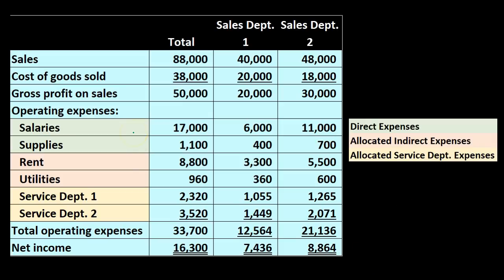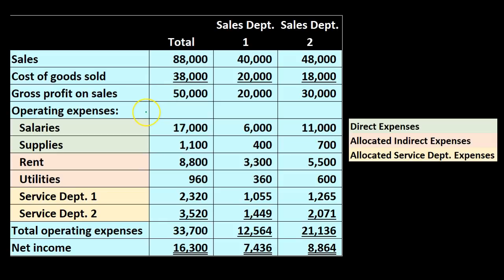First, we'll take a look at a standard type of income statement format where we have the total, the sales department 1, sales department 2, operating department 1, operating department 2. We've got the sales up top, which is, of course, the revenue, then the cost of goods sold. So we're going to subtract this out, sales minus cost of goods sold. That gives us the gross profit on sales.